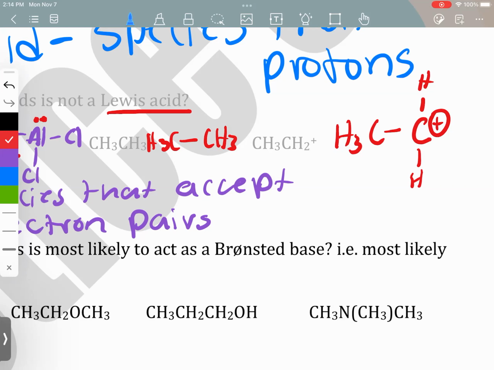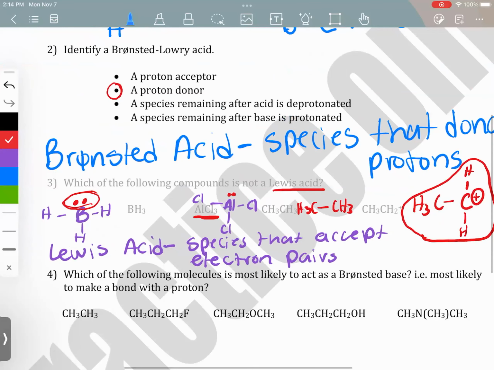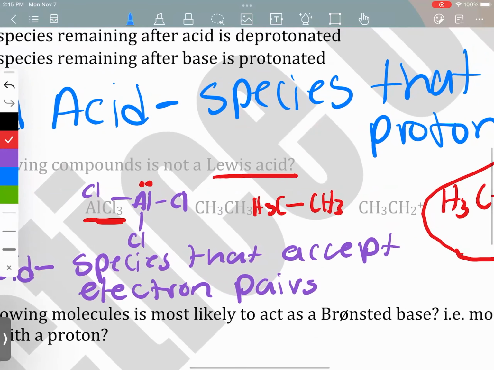Lewis acid meaning it accepts electrons. So I assume the one with the positive charge. Right, because we see that the carbon is electron deficient, which is what that positive charge is telling us. So the only species out of all 4 of these molecules that cannot accept electron pairs is these 2 methyls attached to each other, because the carbon already has all 4 bonds. It's not electron deficient, and it's not electron rich, it's stable.